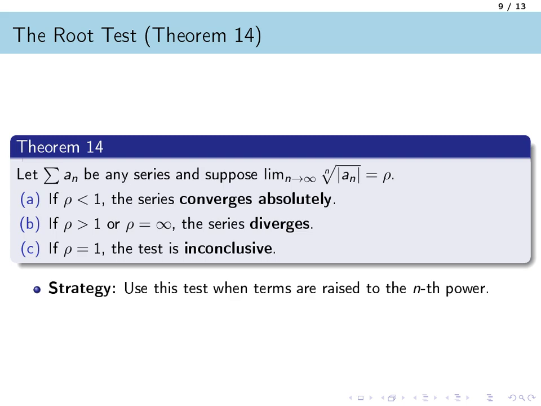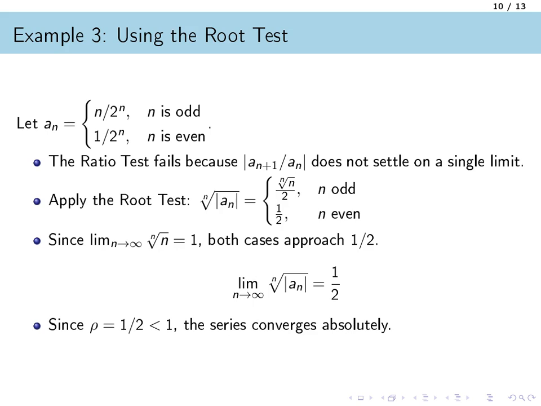So the key takeaway is to use the root test when you see terms raised to the power of n, as taking the nth root often simplifies the expression dramatically. Let us look at an example that shows why the root test is a valuable tool, especially when the ratio test fails. Recall the series where the terms a sub n are defined piecewise.